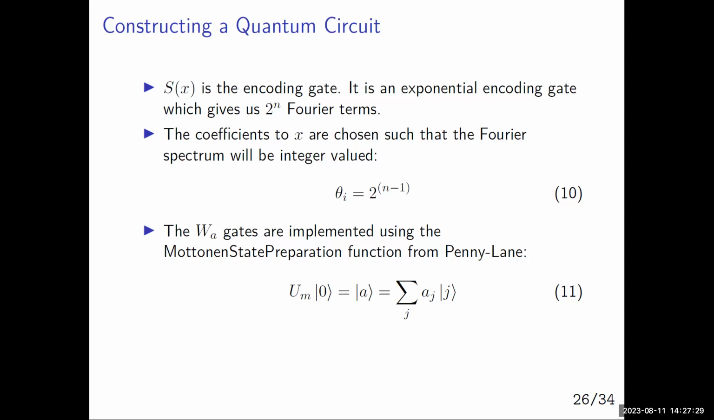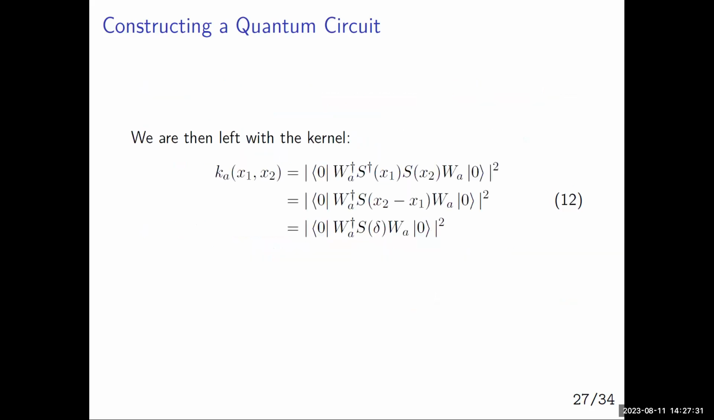And then, if we take this circuit and work out what the kernel we have, we're left with this. So if you notice the x1 and x2, we change into one variable delta. So basically, it doesn't matter what our 2 data points are that we're taking the kernel between. It only matters the distance between them.